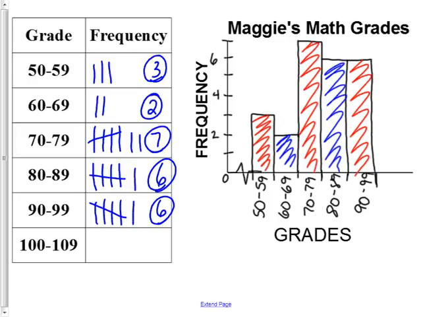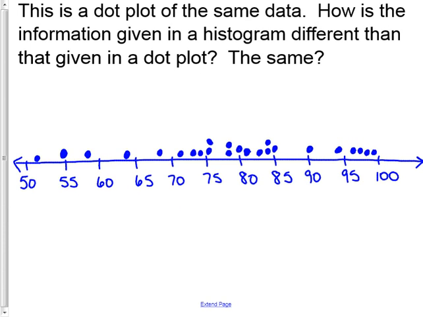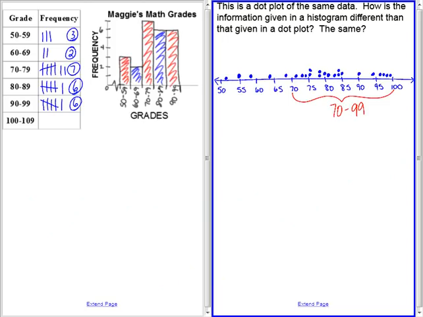Now, this is an awful lot like a dot plot, and I could actually look at a dot plot of that same data. And when I look at a dot plot of that same data, it also shows that the majority of my grades are from 70 to 99, which is the same thing that my histogram showed. But what I want you to notice is the dot plot will actually give the specific grades, while the histogram will not.